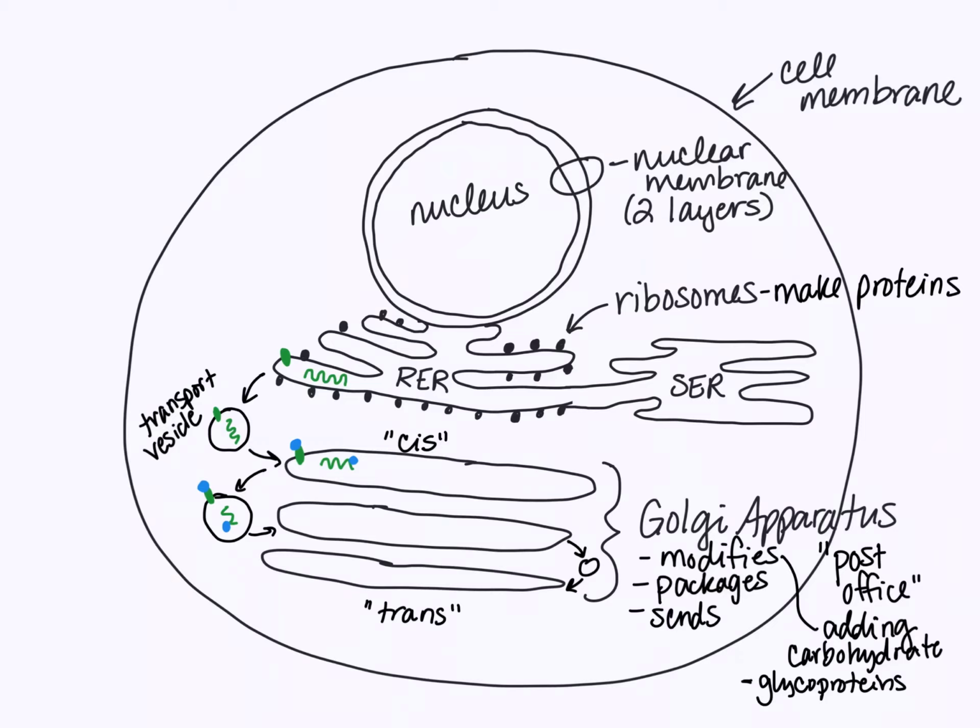So I mentioned that with the rough endoplasmic reticulum, it makes proteins. The smooth endoplasmic reticulum is primarily involved in making lipids. And so just like from the rough ER, from the smooth ER, vesicles can pinch off and send their lipids to the Golgi apparatus.